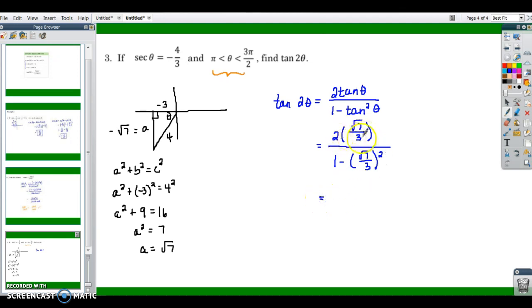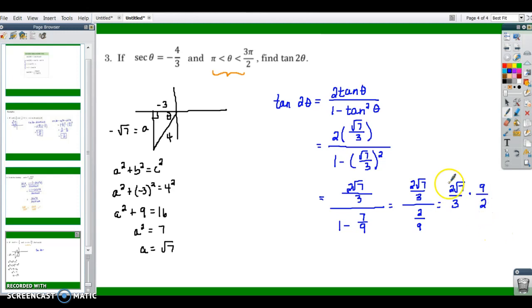From here on in, then, it's just algebra. That would be 2 root 7 over 3 over 1 minus 7/9 if I square root 7 over 3. 1 minus 7/9 would just be 2/9. So I have 2 root 7 over 3 divided by 2/9, which is the same as 2 root 7 over 3 times the reciprocal. My 2's cancel. 3 goes into 9 3 times, and I'm left with 3 root 7 as my answer.